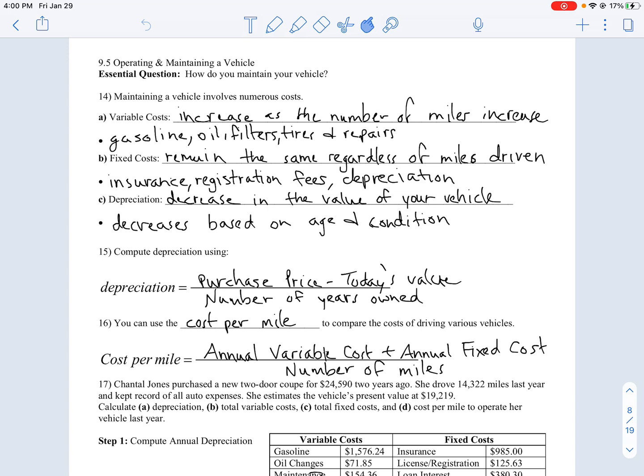Now, we can also use cost per mile to compare the cost of driving various vehicles. One car might be more expensive in the beginning, but it has a lower cost per mile, which means as you own it longer, it ends up being cheaper. So something to think about. To find the cost per mile, it's your annual variable cost plus your annual fixed cost. We'll find that first, and then we'll divide by the number of miles. So let's take a look at some problems involving these formulas.